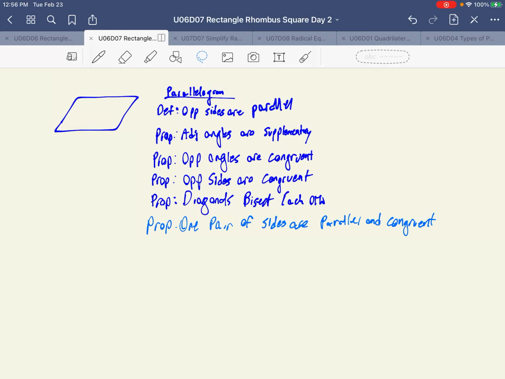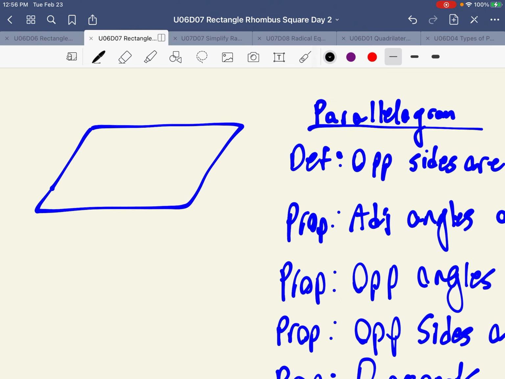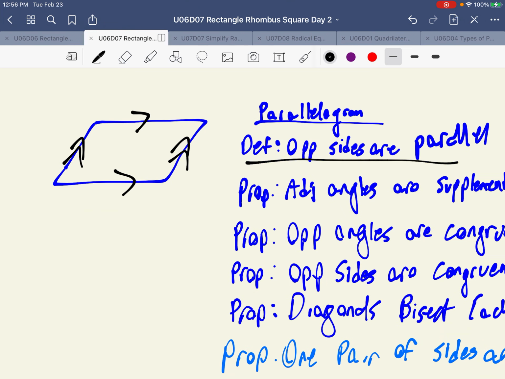So we're going to review the properties of the different quadrilaterals we've learned so far, which are the parallelogram and the subsections of parallelograms, which includes the rectangle, the rhombus, and the square. So a parallelogram is defined as a quadrilateral that has opposite parallel sides, two pairs of parallel sides. So that is the definition.